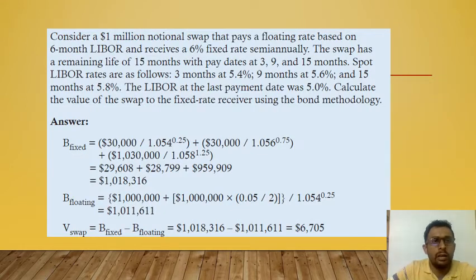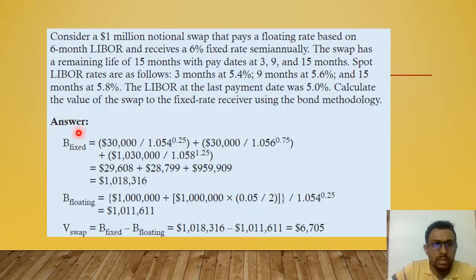Consider an example of a 1 million notional swap that pays a floating rate based on 6 months LIBOR and receives a 6% fixed rate semi-annually. The swap has a remaining life of 15 months and pays at 3, 9 and 15 months. Spot LIBOR rates are as follows: 3 months is 5.4%, 9 months is 5.6%, and 15 months is 5.8%. The LIBOR rate at the last payment date is 5%. Calculate the value of the swap to the fixed rate receiver using the bond methodology. So this is the question. If you want to read it, please pause and read it.